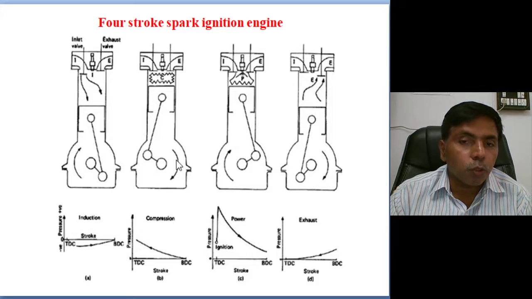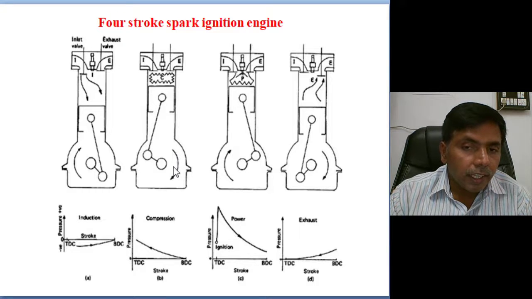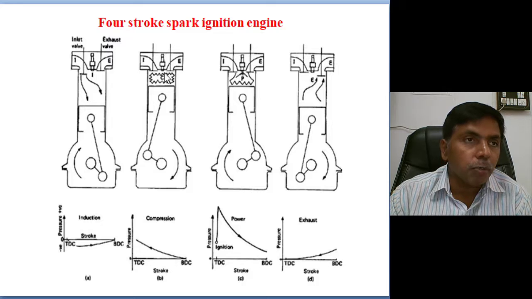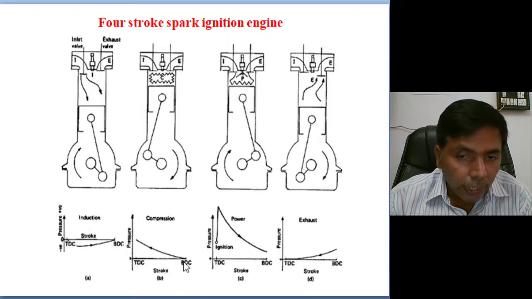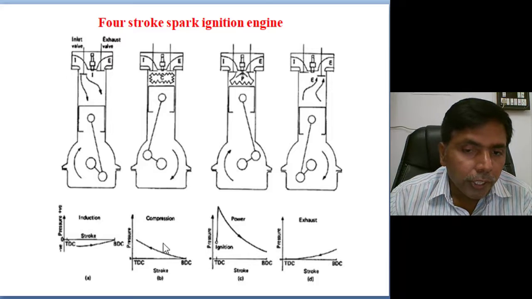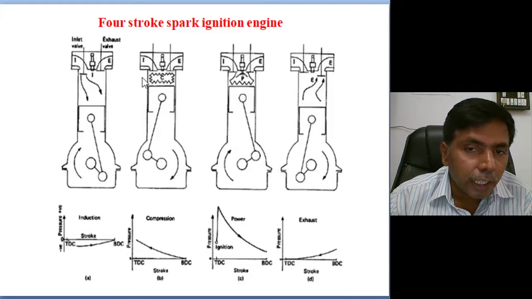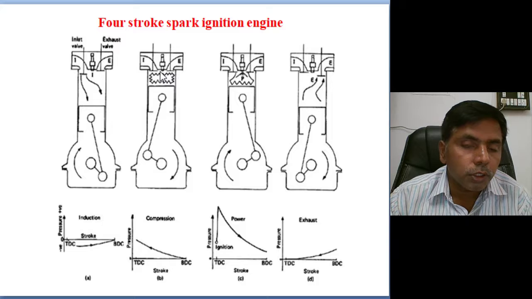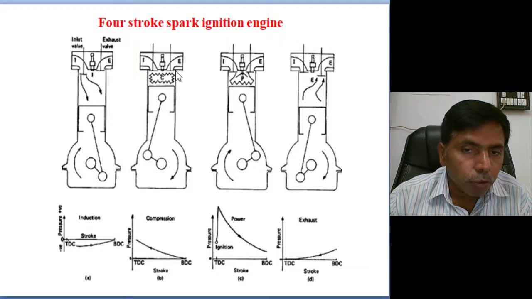Next, second stroke, while the piston is moving from bottom dead center to top dead center, compression of the air fuel mixture is taking place. Second stroke, adiabatic compression. 1 to 2, adiabatic compression. At that time both valves are closed, the spark plug is not working, only both valves are closed.